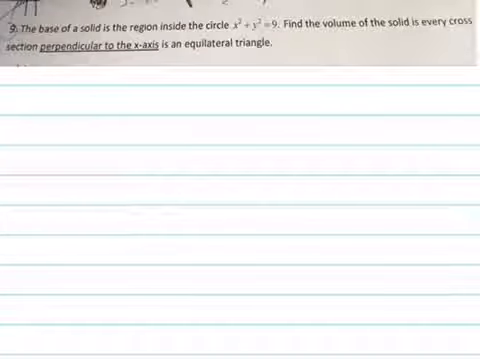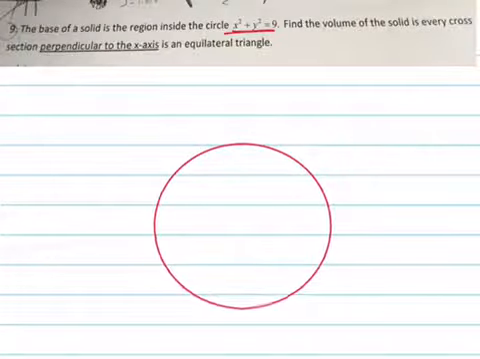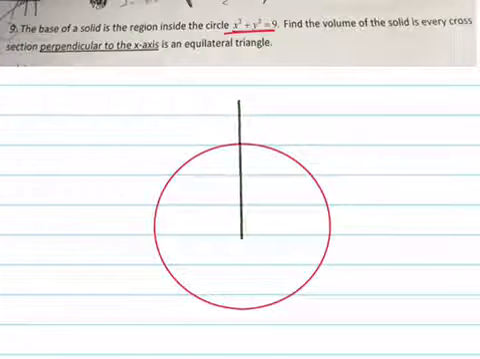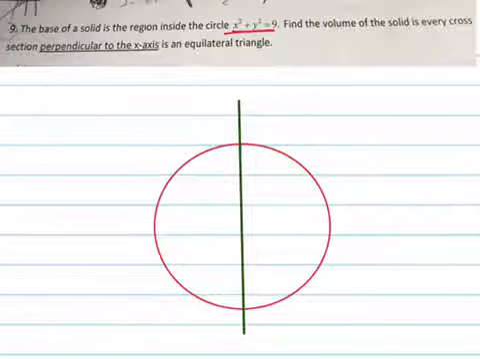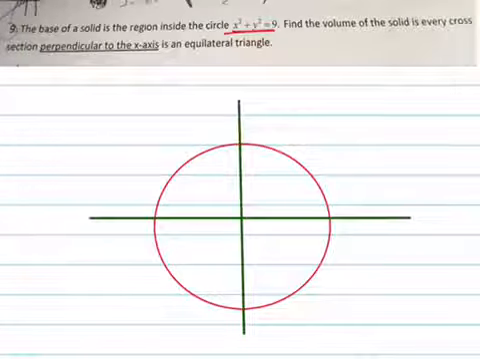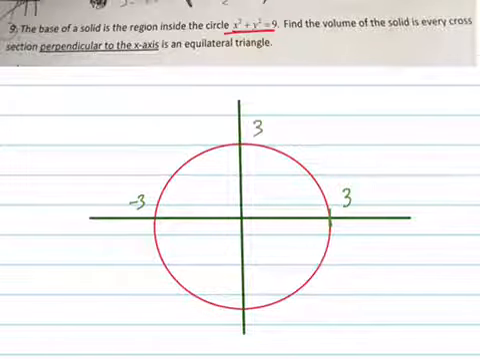All right, we're taking the base of a solid. The base of the solid is the circle that we've got here. So that's a circle with radius 3. Hopefully I don't have to explain that to people, so I'm not going to explain that. You can look that up on a different video. So this is 3 right here, and this is -3, and this is +3, and this is -3.